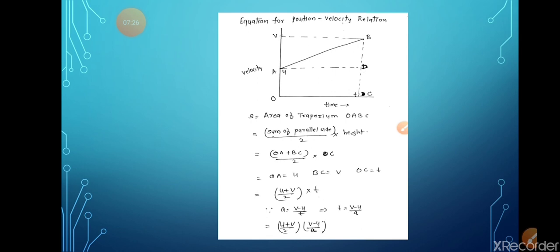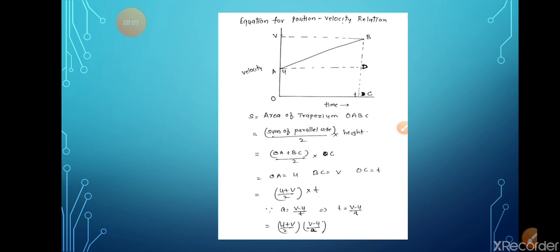So when we take BC, this becomes one trapezium OABC. The area of trapezium OABC can be calculated by another formula, that is sum of parallel sides upon 2 into height. The sum of parallel sides equal to OA plus BC upon 2, one side is OA, one side is BC, upon 2 into height OC.